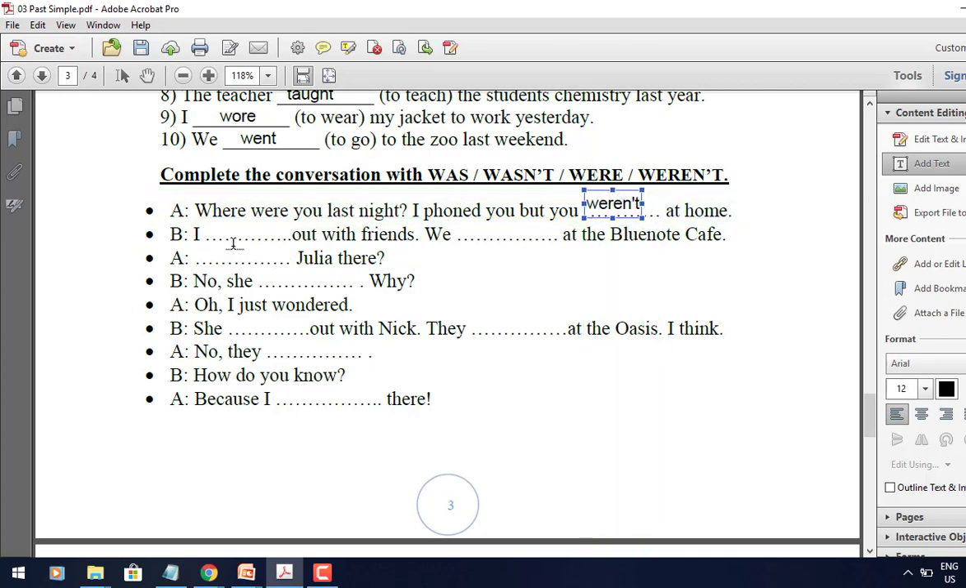Then he replies, I out with friends. With I, do we use was or were? Yeah, I was out with friends. We at the Blue Note Cafe. We is a plural pronoun, so we use were. We were at the Blue Note Cafe.